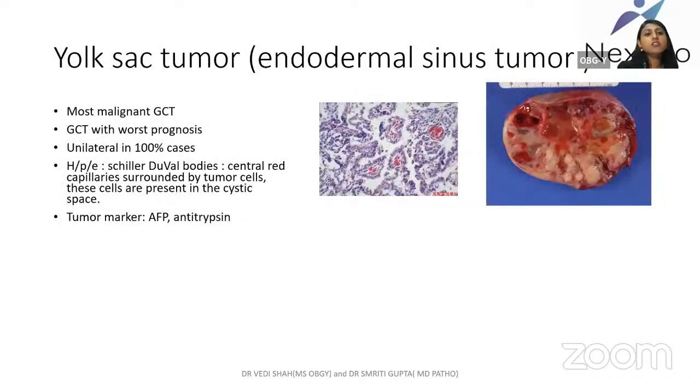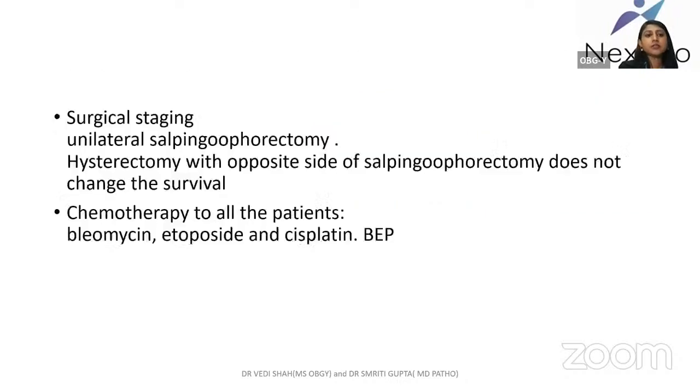Next you have another malignant condition, which is the yolk sac tumor, also called the endodermal sinus tumor. This is going to be the germ cell tumor with the worst prognosis, and it is seen in very young, small females. Okay, so this has the worst prognosis. Again, as ma'am already mentioned about the histopathological picture, what you see is the Schiller-Duval body, and the tumor marker is going to be alpha fetoprotein as well as alpha-1 antitrypsin.